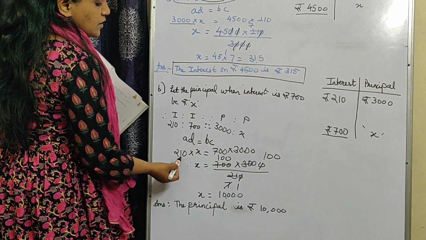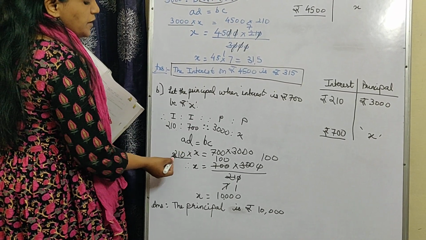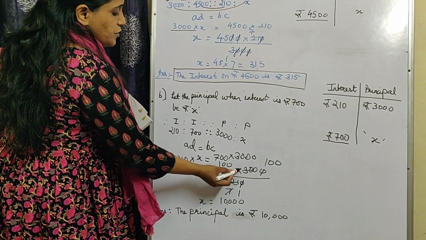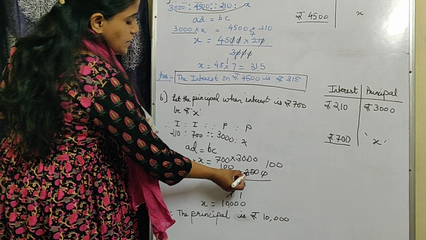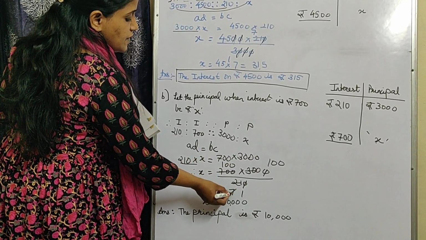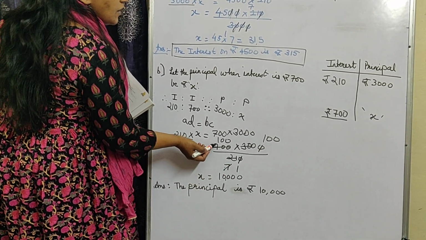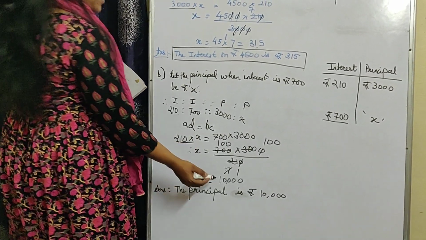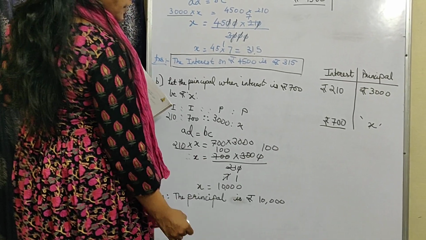So you have to transpose whatever is there with x to the other side. Into 210 will become upon 210. So 700 into 3000 upon 210. 0 to 0 cut. 3 into 100 gives you 300 and 3 7s are 21. So 7 and 700. 7 1s are 7, 7 hundreds are 700. So 100 into 100 is 10,000 rupees. So the principal is rupees 10,000.